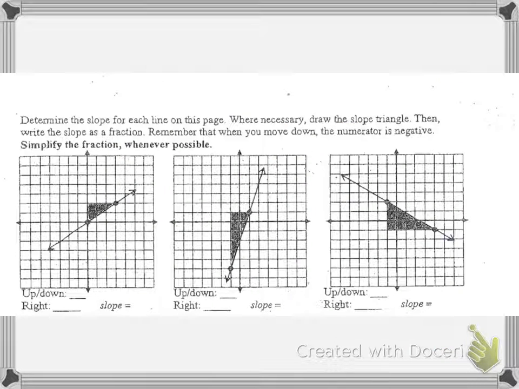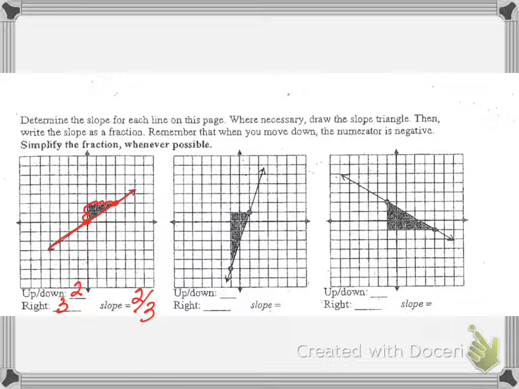Now, let's put this to practice. It asks us to determine the slope for each line on this page. Where necessary, draw the slope triangle, then write the slope as a fraction. When we're moving down, the numerator has to be negative, and of course, we'll simplify the fractions whenever possible. So if we look at this line here, hopefully we can see that it's a positive slope, and if I'm going from this point to this point, we're going up 2, and we're going right 3. 2 units up and 3 units right is a slope of 2/3.